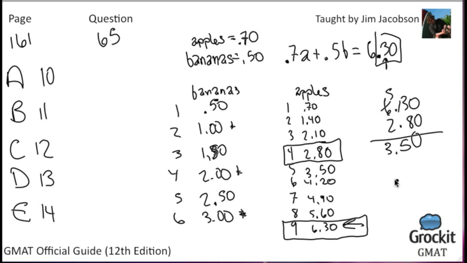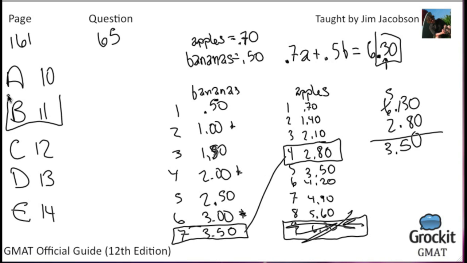I don't know why the computer doesn't like decimal points today. The customer purchased 350 worth of apples, or excuse me, bananas. That was actually number 7 on the list, didn't get that far. So that means there are 7 bananas and 4 apples for a total of 11 pieces of fruit purchased. Choice B.